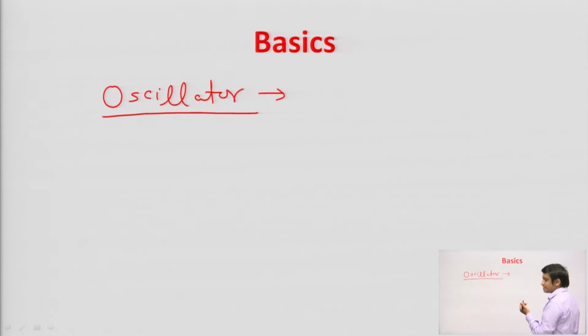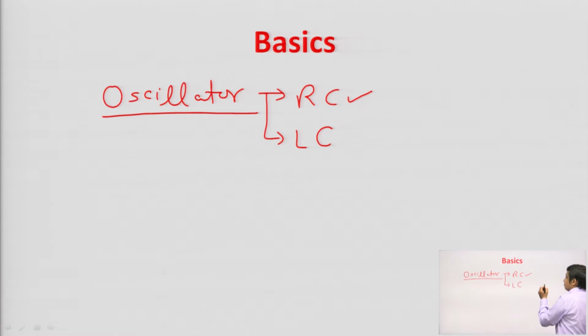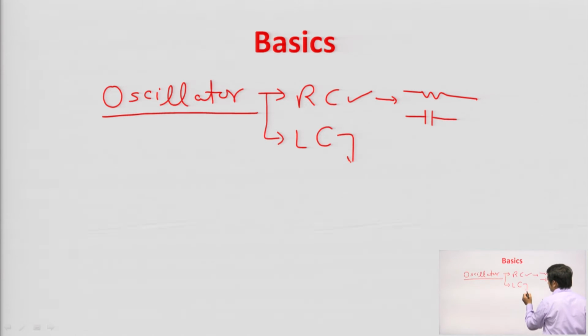There are various types of oscillators, and they have been classified on the basis of different parameters. One parameter is the component. On the basis of the component there are two types of oscillators, one is RC and another one is LC. In an RC oscillator we use two passive elements, a resistor and a capacitor. In an LC oscillator we use two passive elements, an inductor and a capacitor.